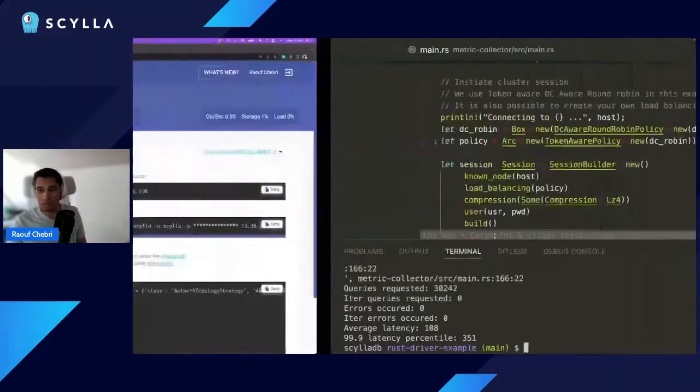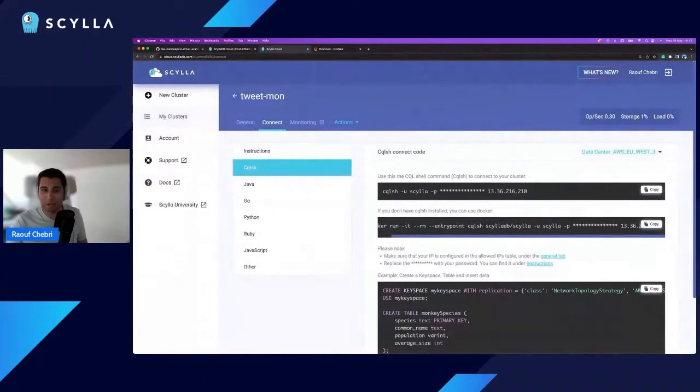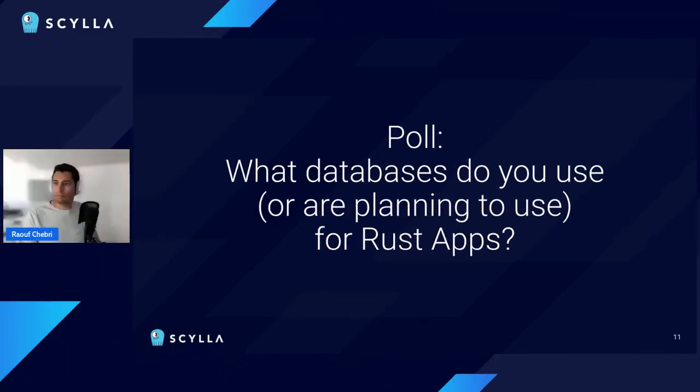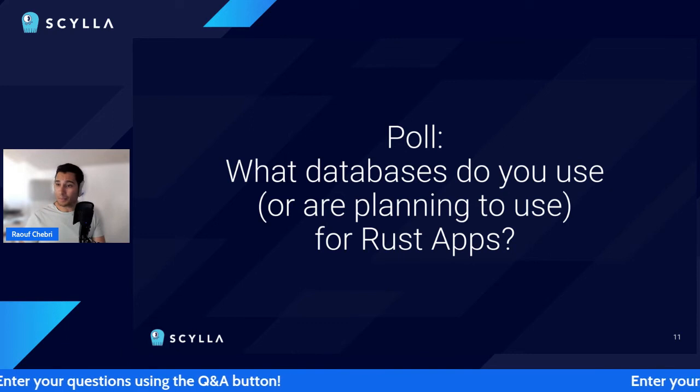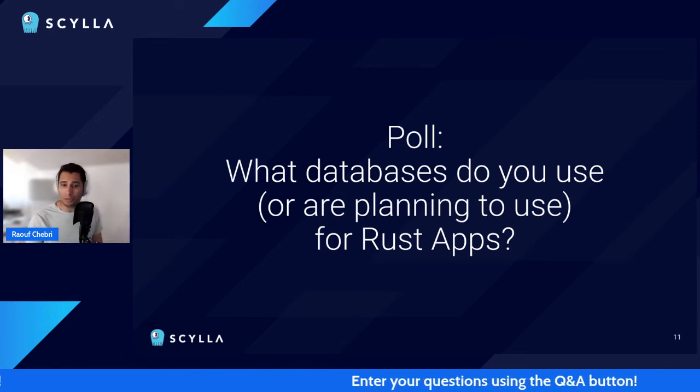All right, so let me get back to the slides, and I think we have a poll for you. Can you tell us a little bit more about the database that you use? Do you use Postgres, MySQL, DynamoDB, MongoDB, Apache Cassandra, ScyllaDB, CockroachDB, Yugabyte, Redis, other? Please let us know what database you're using to build your Rust application.